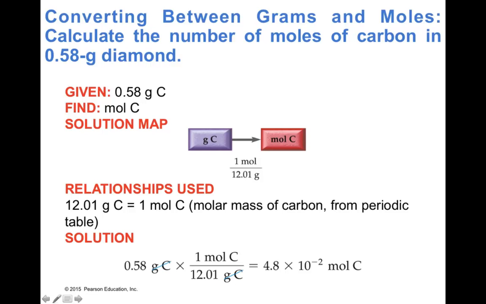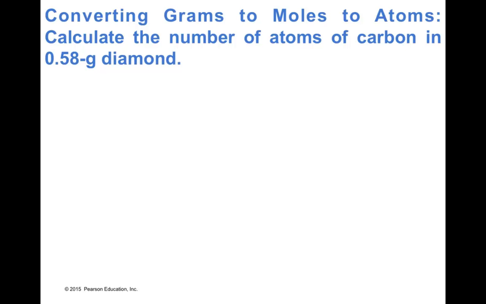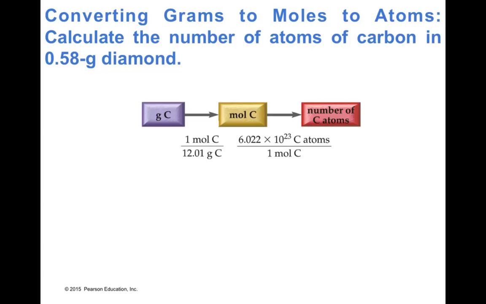So what if we want to know the number of atoms that we have in 0.58 grams? So we have this, and here we have a mole. So what we need to use to change from moles of carbon to number of atoms, or number of particles, is the Avogadro's number. Perfect. And now we can create another solution map here.